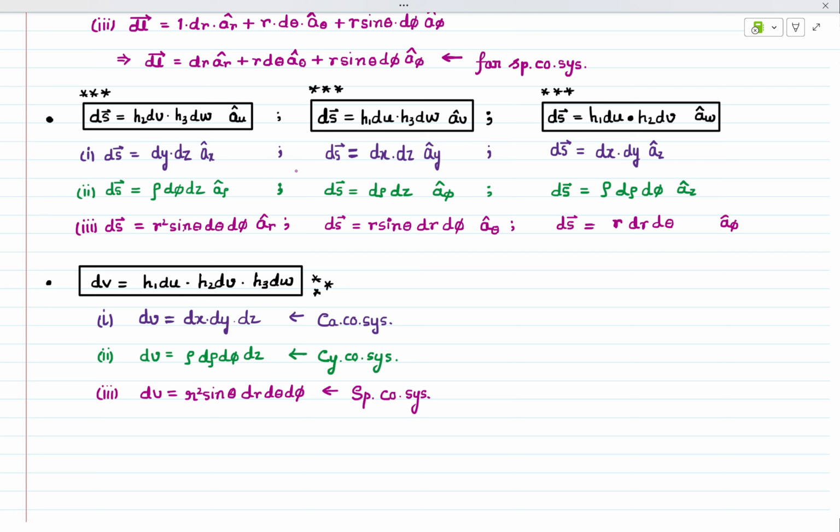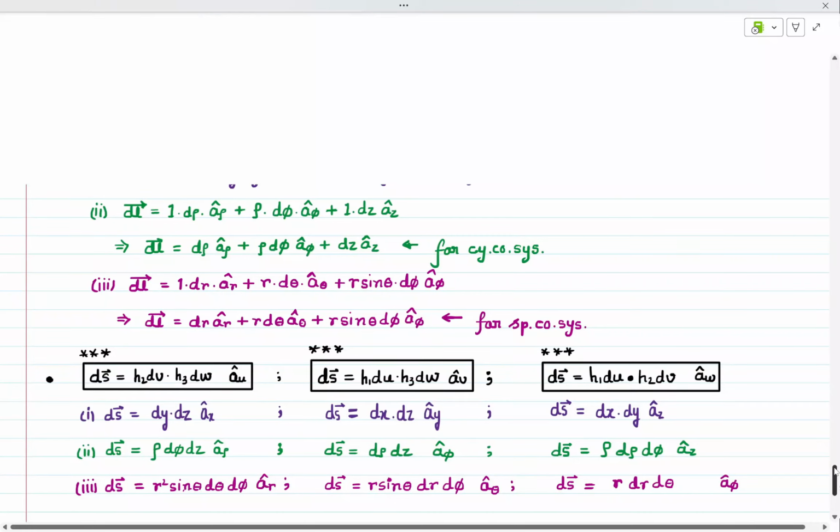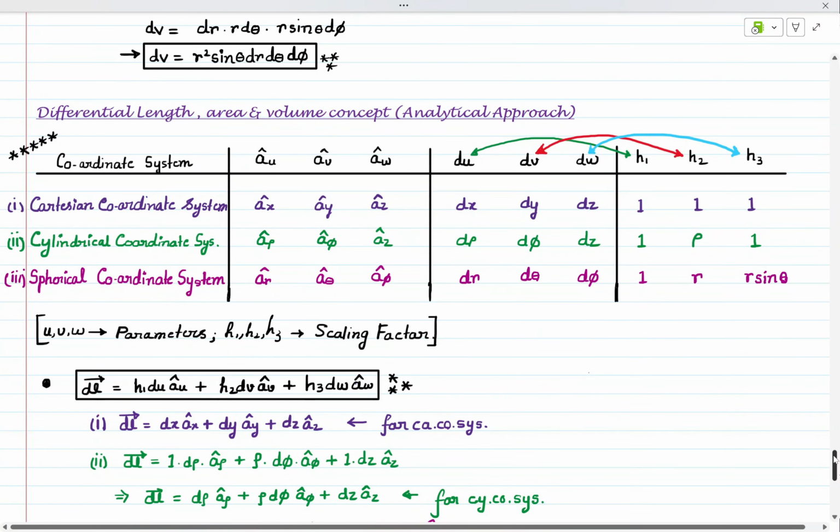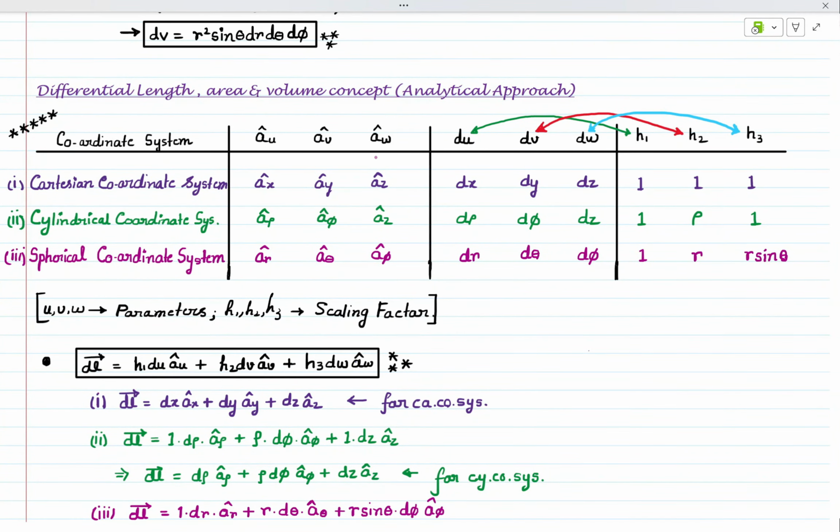Just by maintaining the normalized formula, you can write differential length, area, volume in case of any coordinate system. You have to remember just this table and the differential length, area, and volume formulas. And these formulas are very easy, right? As you can see, H1 is always associated with du, H2 is always associated with dv, and H3 is always associated with dw. In case of any formula, the same thing I am going to use here.